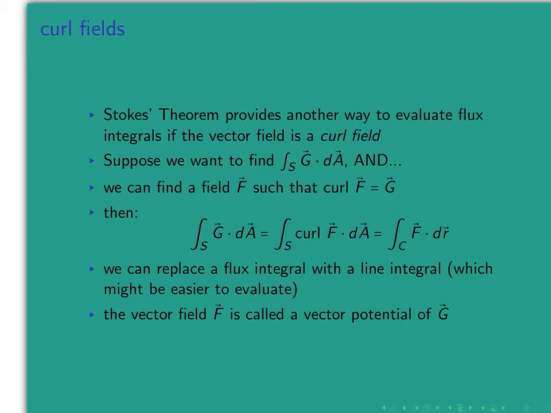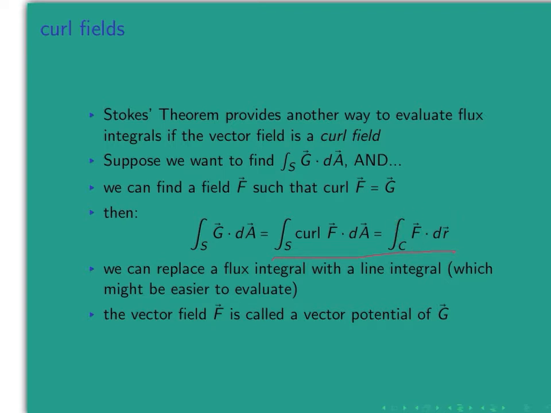So suppose I want to find a flux integral through a vector field G, and I know something about this vector field G. In particular, I know that I can find another vector field F such that the curl of F is equal to G. So notice what happens in this case. I want to evaluate the flux integral of G through some surface, but if G is equal to the curl of some other vector field F, then this statement, this is Stokes' theorem. Stokes' theorem says that I can turn this flux integral into this line integral over the vector field F.